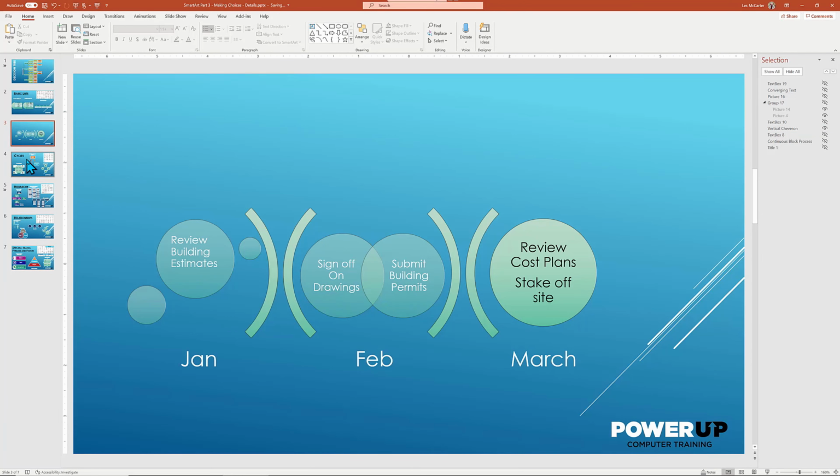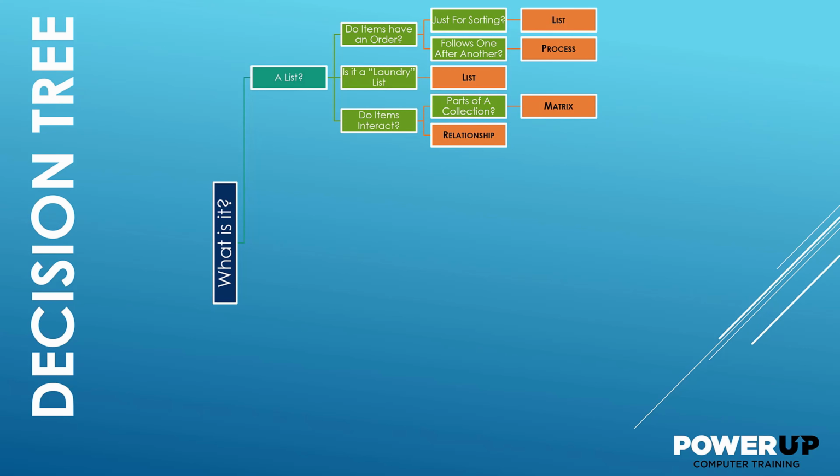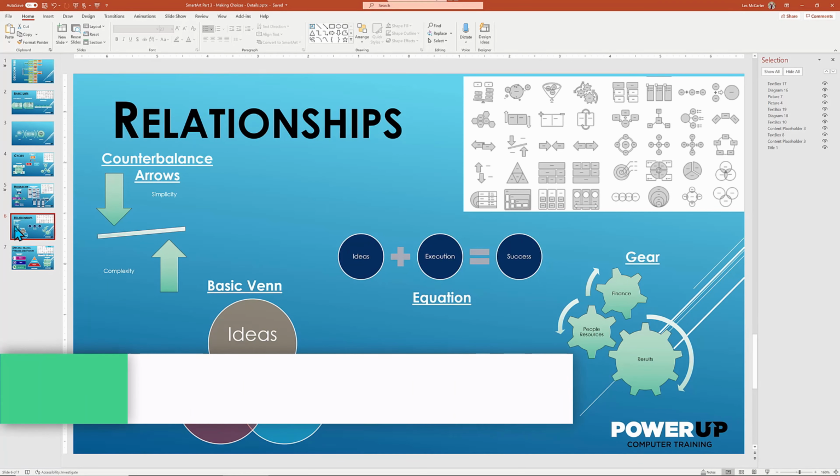It's kind of cool. Now, back to the decision tree and to complete the list category. If it's just a laundry list of items, then stick with list. But if the items interact, there are other choices. Should the individual items interact to the whole, then check out the matrix category. And if they have direct interactions with each other, then explore relationship.